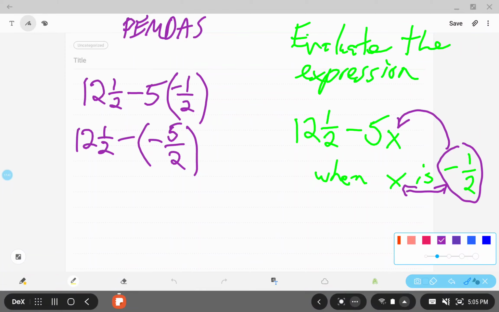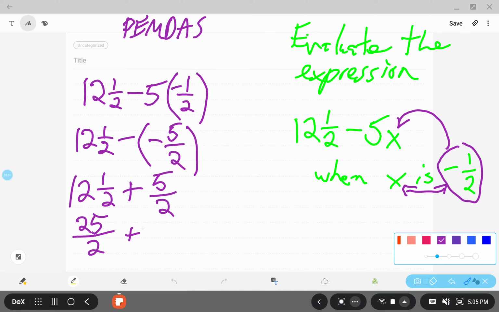So we're subtracting a negative. If you remember your addition and subtraction rules, you should know that subtracting a negative is the same thing as adding the positive. So this can just become plus 5/2. So now we have 12.5 plus 5/2. So the next step is we're going to have to turn that 12.5 into an improper fraction. I always say mixed number, but it's an improper fraction. So 2 times 12 is 24, and the 1 becomes 25/2. So we have 25/2 plus 5/2.